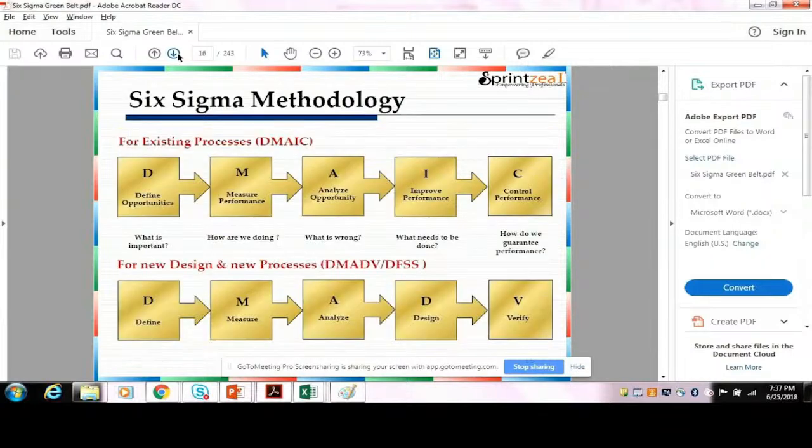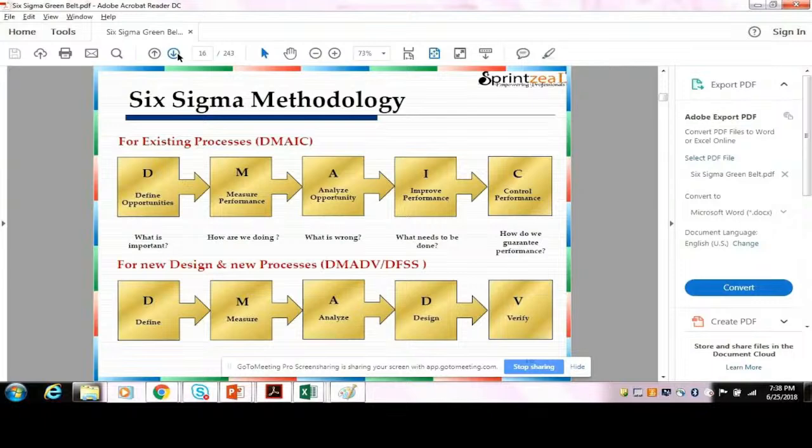What is this bell curve all about? There are two methodologies within the Six Sigma framework. When you have a process which is already existing, you utilize a methodology called DMAIC. DMAIC stands for define, measure, analyze, improve, and control. It's a 5-step methodology that we have.